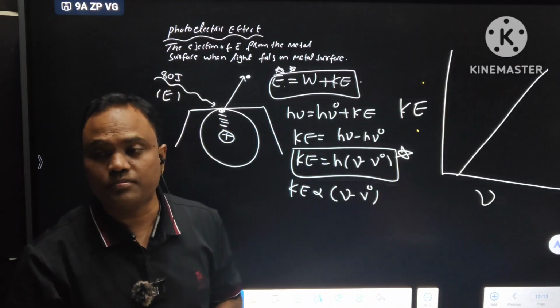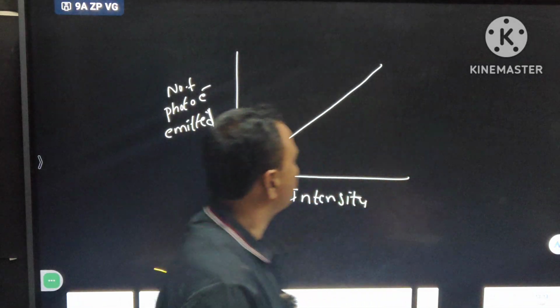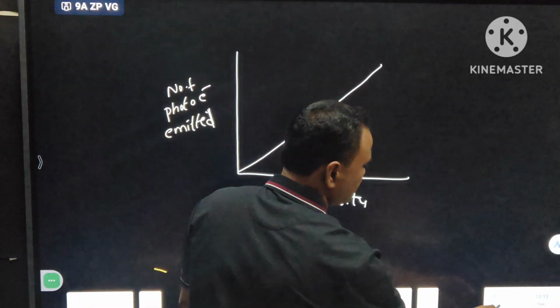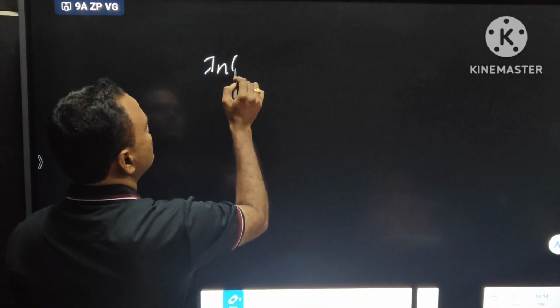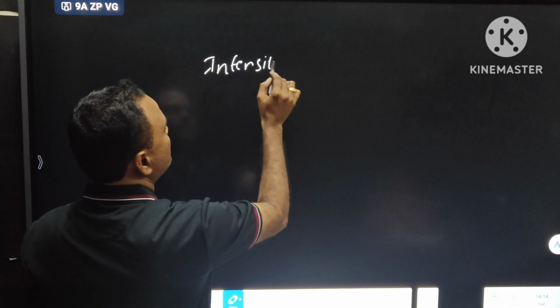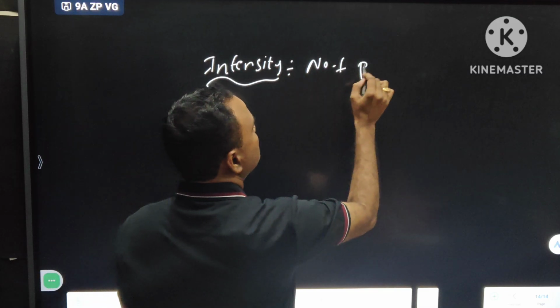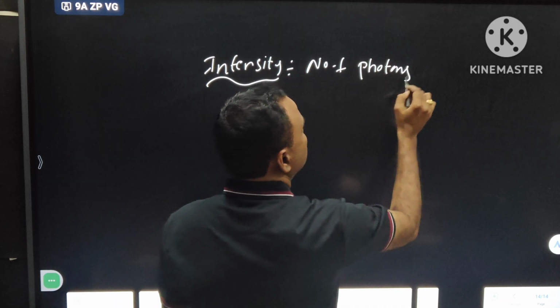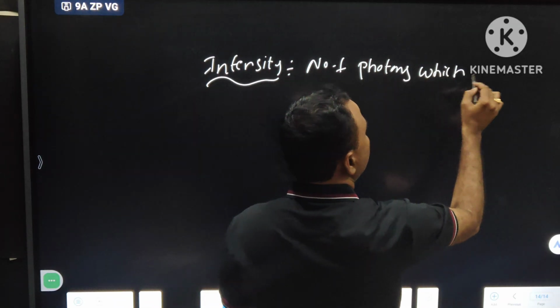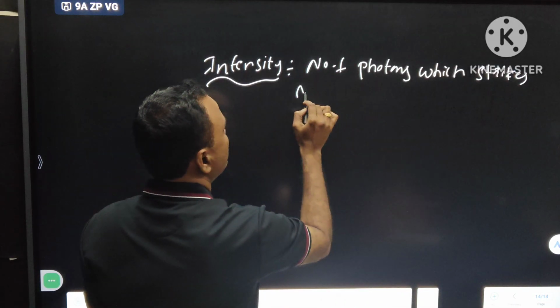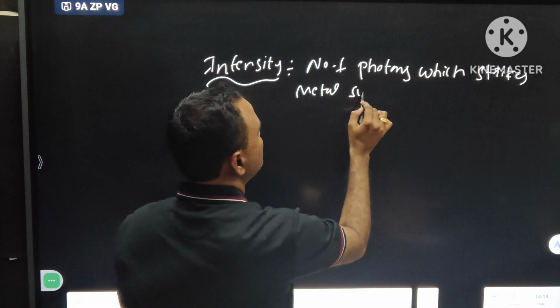What is intensity? This graph also, okay? I'll explain this term, intensity. Intensity: number of photons which strike the metal surface.